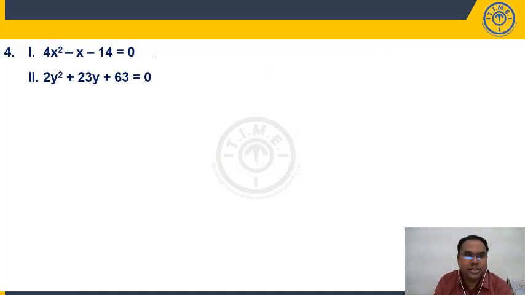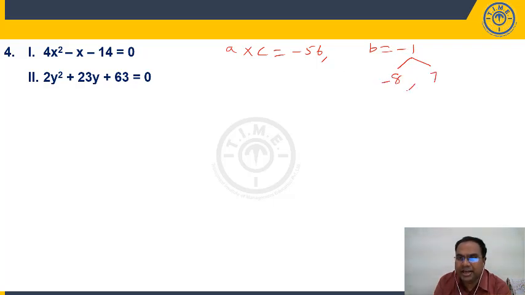Question number 4. First equation 4x square minus x minus 14 is equal to 0. So how much is a into c? 4 into minus 14, minus 56. B is equal to minus 1. So a into c is negative, right? B as difference of two numbers. So we can write it as 8 and 7. But we should get minus 56, difference is 1. Minus 8 comma 7. Minus 8 plus 7 is minus 1. Minus 8 into 7 is minus 56.